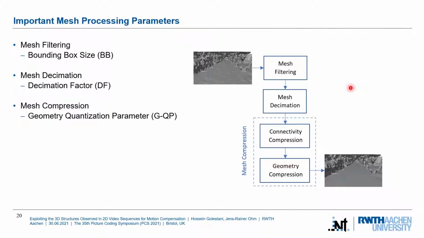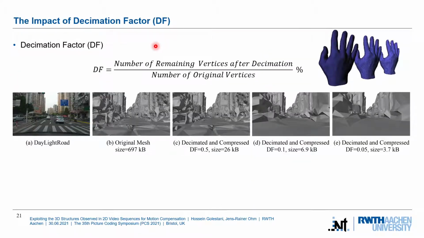like lossy point cloud compression. We have some parameters that need to be determined, like the mesh bounding box size, the decimation factor and the geometric quantization parameters. We skip the first parameter for now. You can see the details in the paper, of course. However, the other two parameters are going to be analyzed here.